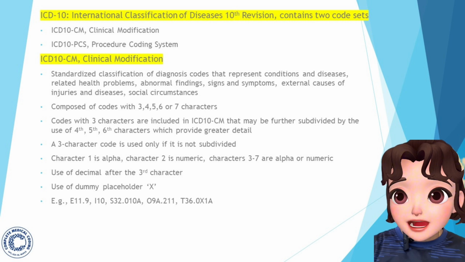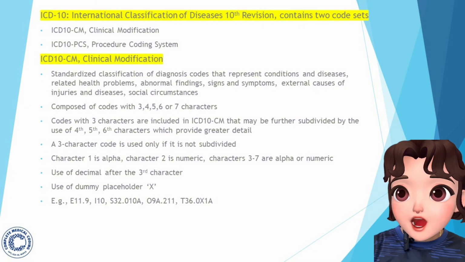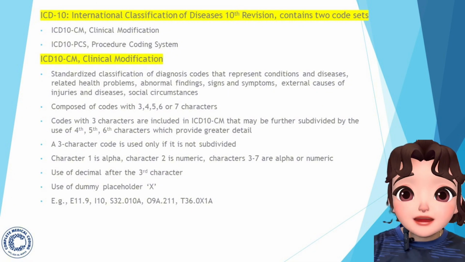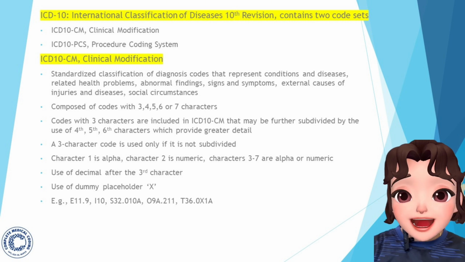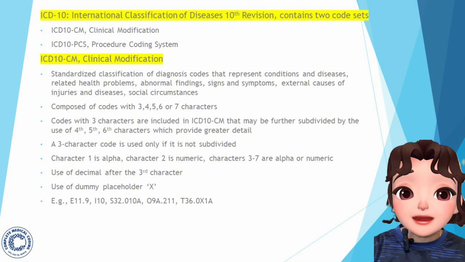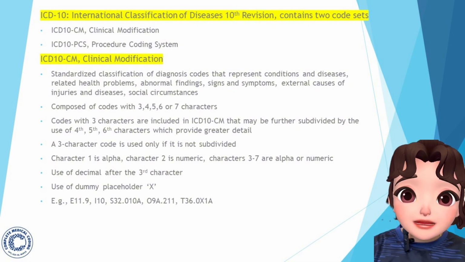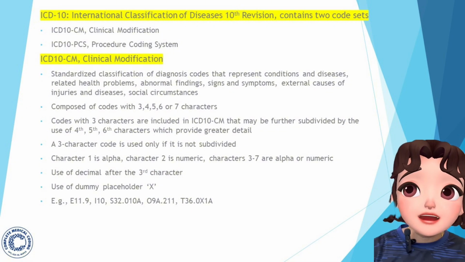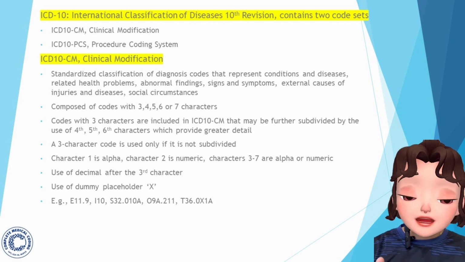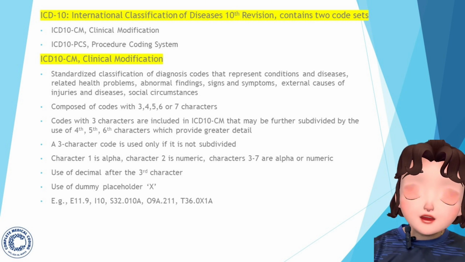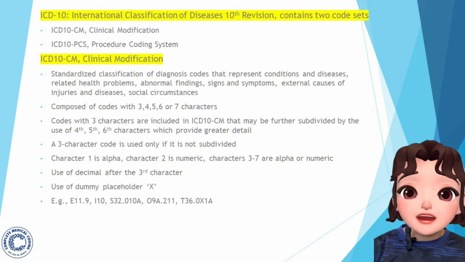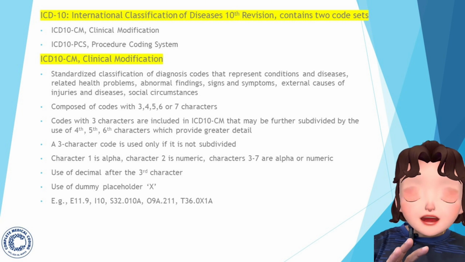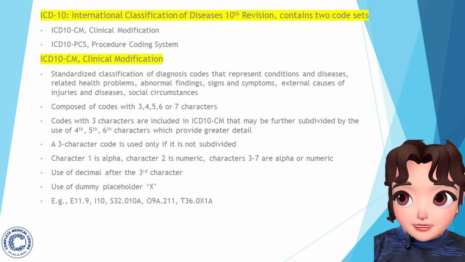Then another example, S32.010A, O9A.211, T36.0X1A. Here that X represents a dummy letter. It doesn't represent anything, but the code continues and needs to end with a 7th character. So if there is nothing to put in that place, then we will represent it as an X, which is called a placeholder.